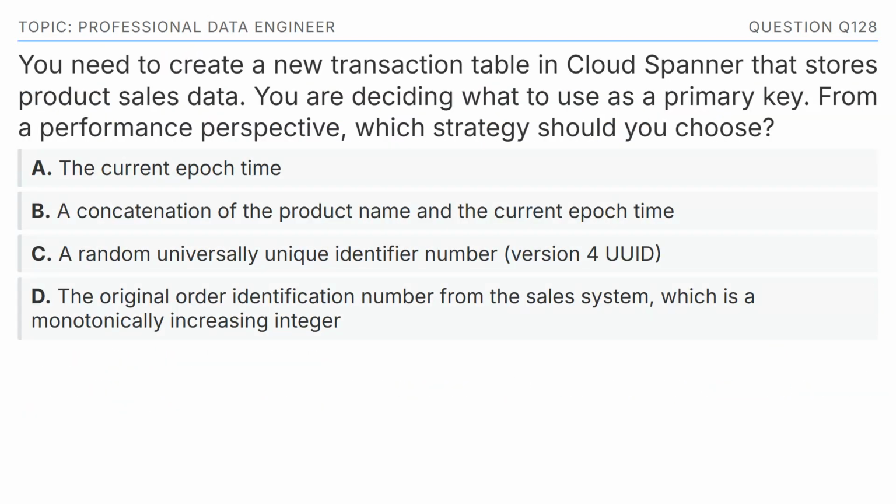You need to create a new transaction table in Cloud Spanner that stores product sales data. You are deciding what to use as a primary key. From a performance perspective, which strategy should you choose? The options are: Option A, the current epoch time. Option B, a concatenation of the product name and the current epoch time. Option C, a random universally unique identifier number, version 4 UUID. Option D, the original order identification number from the sales system, which is a monotonically increasing integer.